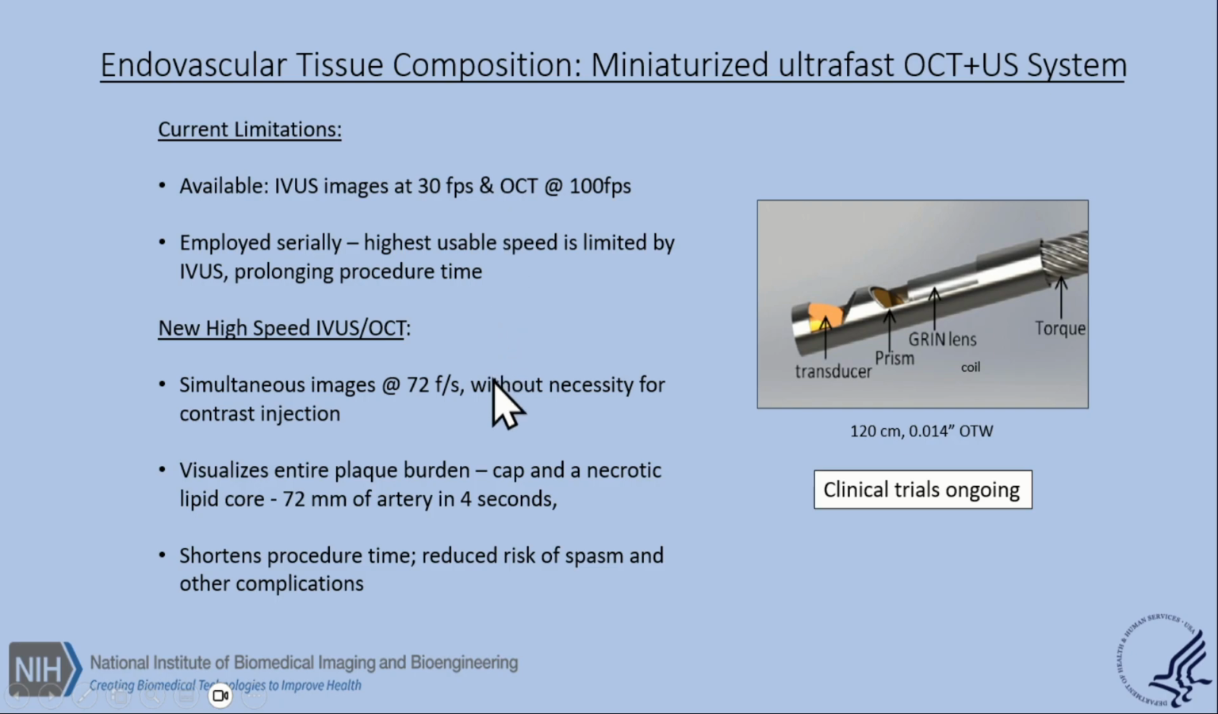So this is actually my current boss, by the way, Bruce Stromberg's lab. Before he came to the NIH, they came up with a high-speed IVUS OCT catheter. It's one catheter that has both technologies. It has a frame rate of 72 per second. It can image a 72 millimeter segment of vessel in about 4 seconds. What this does is only one insertion, you take it out, the risk of complications and spasm goes down immediately.